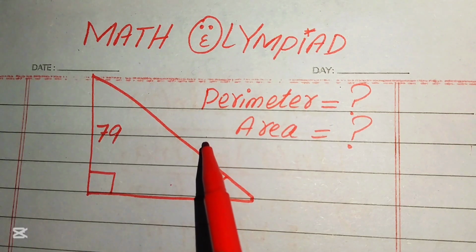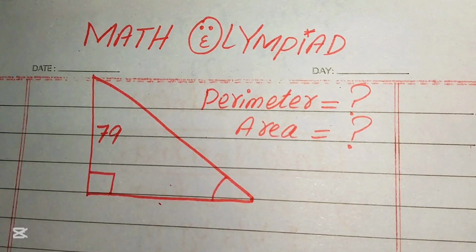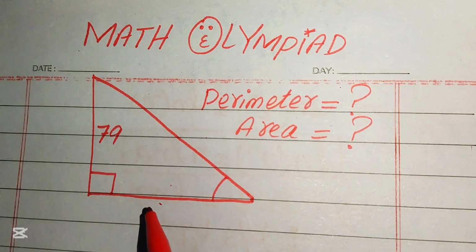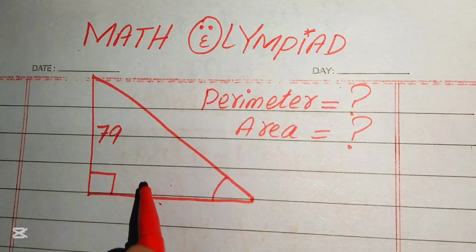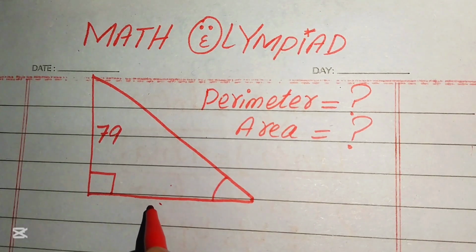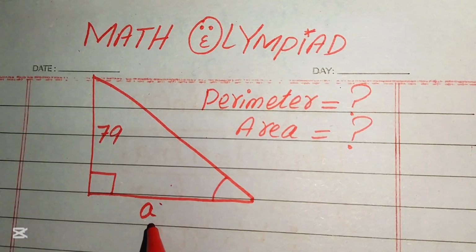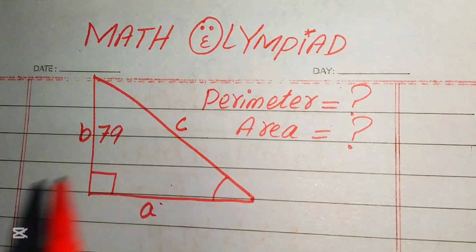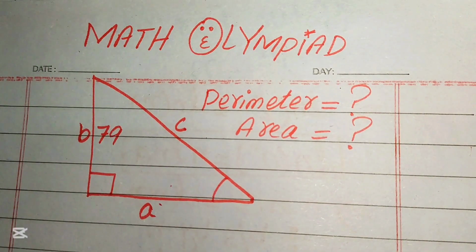So here first we will denote the other unknown side lengths as small a, b and c. Here we call the length of this side small a, the length of this side small b, and the length of this side small c. Okay, so first we need to find the values of a and c, and after that we can easily find the perimeter and area of this triangle.